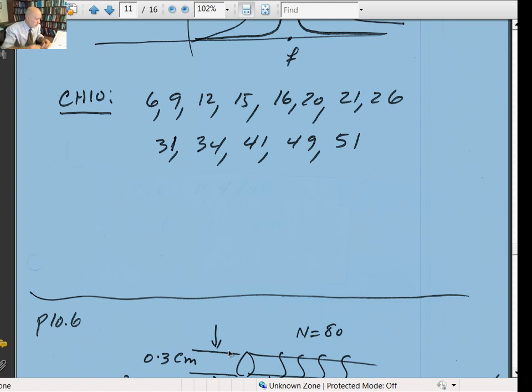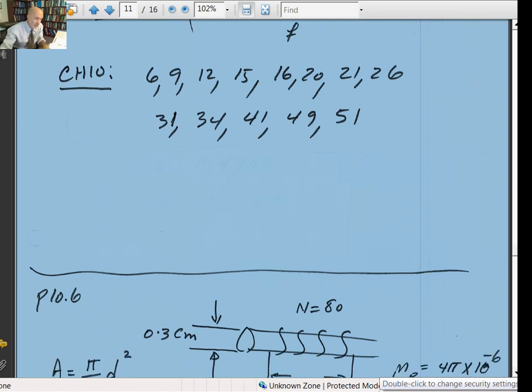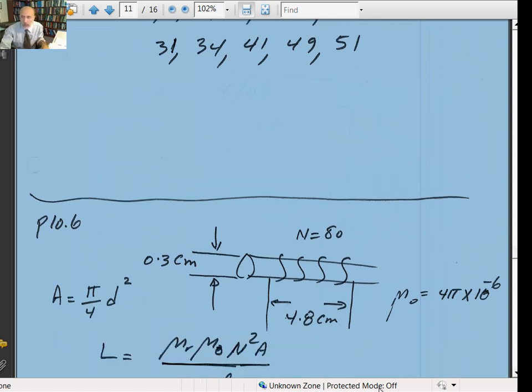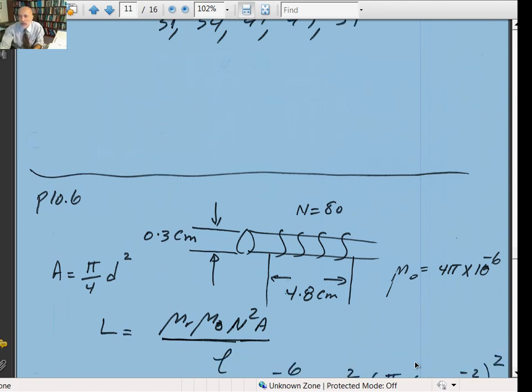So on page 320, it says calculate the value of the air core inductance shown in figure 10-40b. They have a coil with a number of turns equal to 80. The length of the coil is 4.8 centimeters. The diameter is 0.3 centimeters. And it says mu sub 0 is equal to 4 pi times 10 to the minus 7, which is the standard value for the constant mu sub 0.